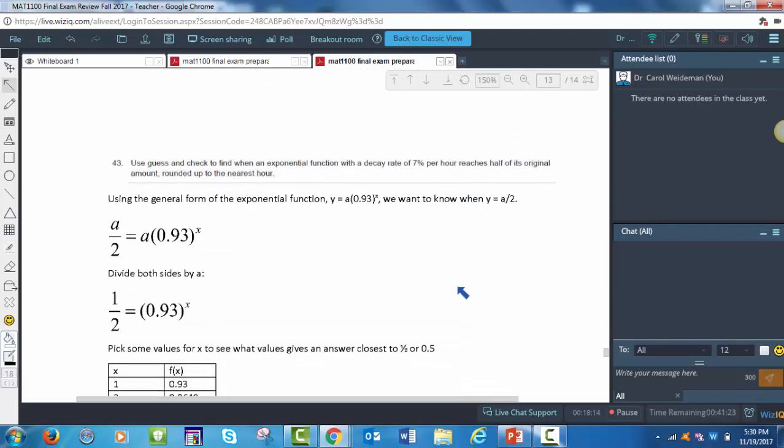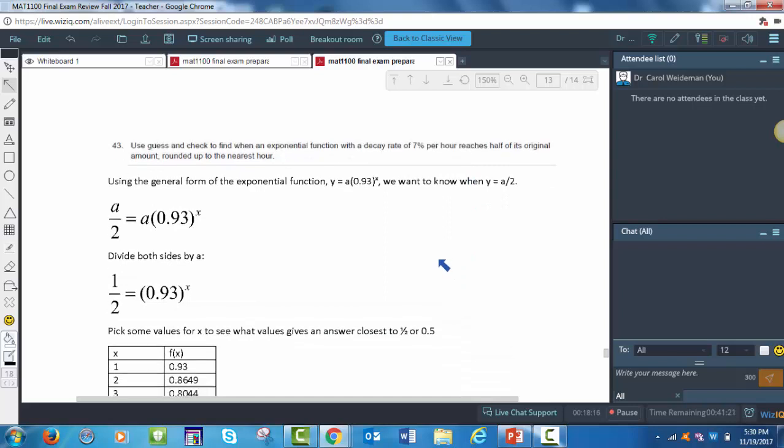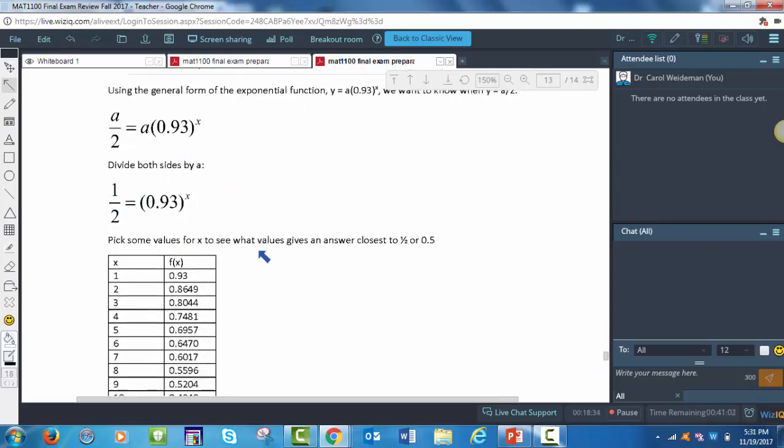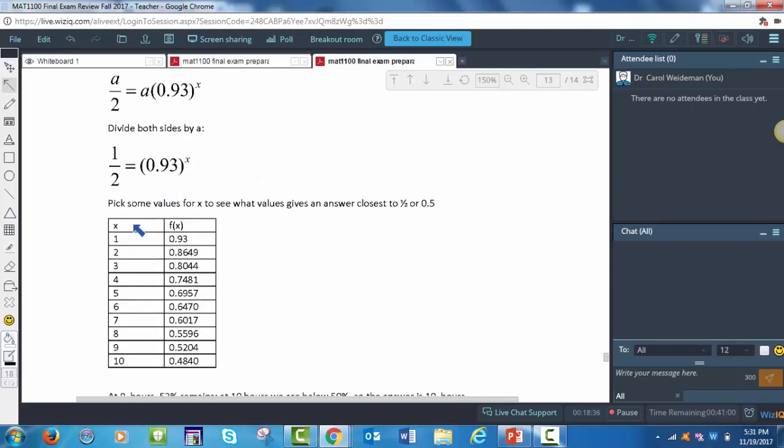Okay, use guess and check to find when an exponential function with a decay rate of 7% reaches half of the original amount. Okay, so here's the basic form. We're starting with a, and we want to get to half of a. And since I'm decaying at 7% each hour, then my multiplier is going to be 0.93. I can divide both sides by a and come up with this equation here. So now I just went ahead and I picked values of x and just kept going until I got below 0.5, which happened when x was equal to 10.